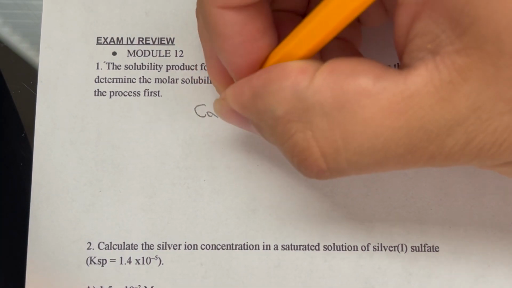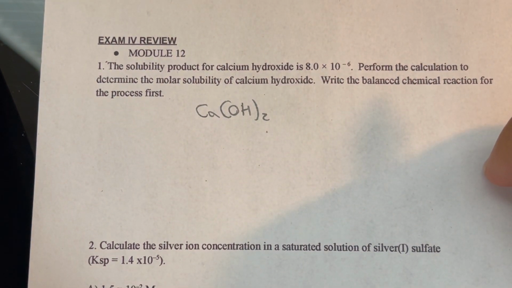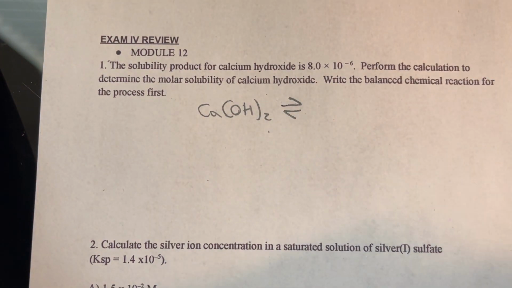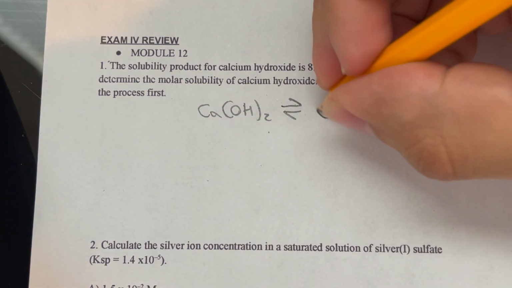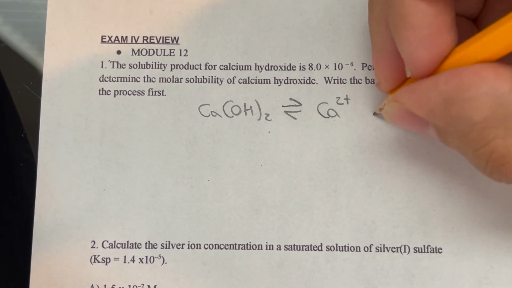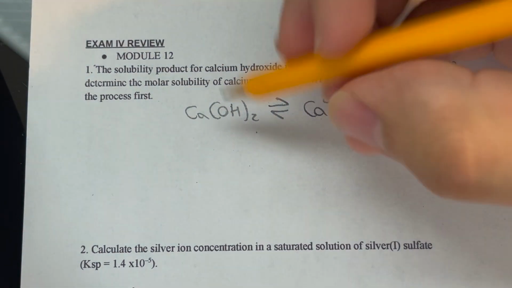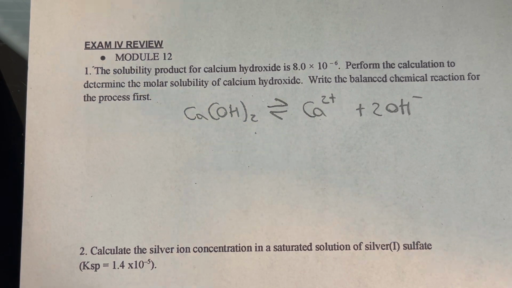So this is the chemical species. We know it's insoluble, but like I said, everything is soluble up to a certain point. So what this is going to do is reach equilibrium, and it's just going to break apart into its ions. We're going to get calcium ions plus hydroxide ions. And what we have to do is balance the reaction. Here we have 2 hydroxides, so we're just going to write 2 hydroxides over here. So this is the setup for the problem.